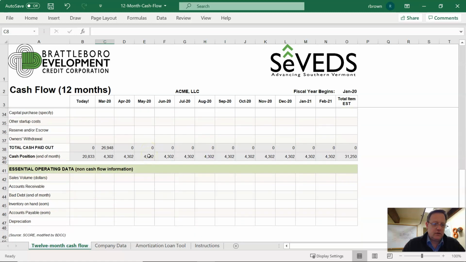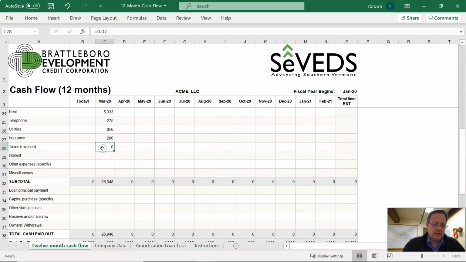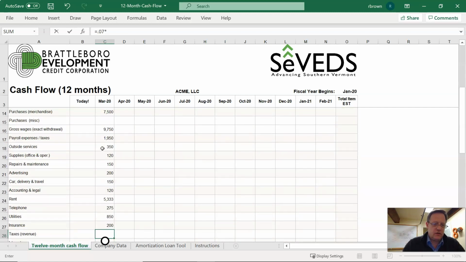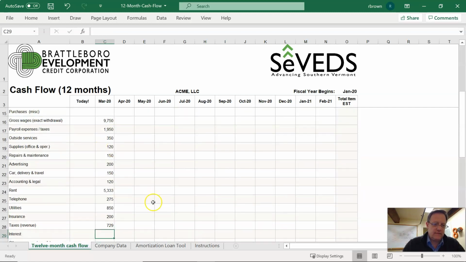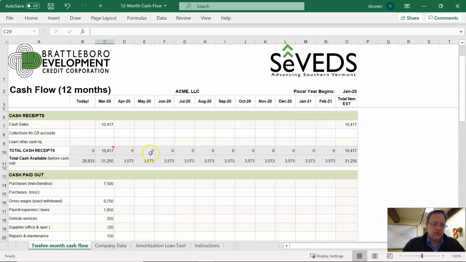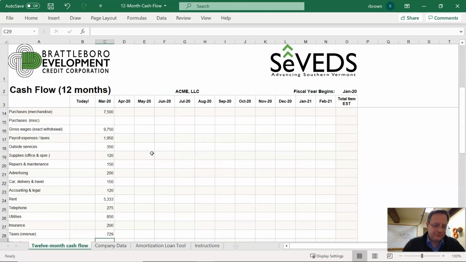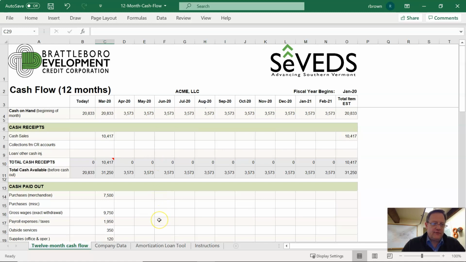What did I do? Taxes equals 0.07 times, and then I'll scroll up to revenue. Okay. Interest, we'll get to that in a minute. Okay, so here we have the beginning of April, and we've got now $3,573 cash on hand.